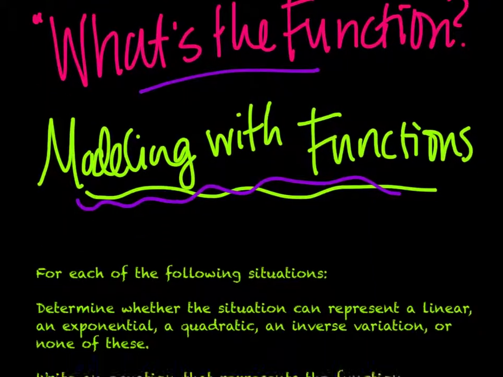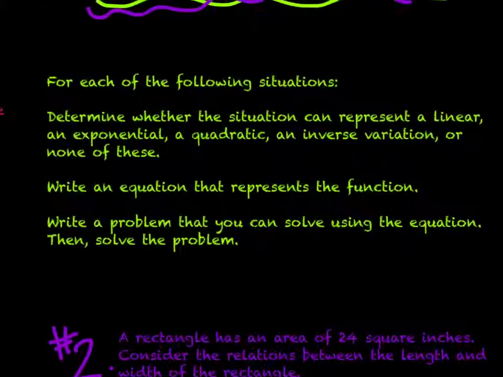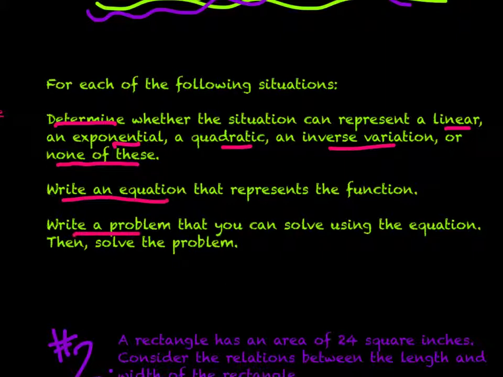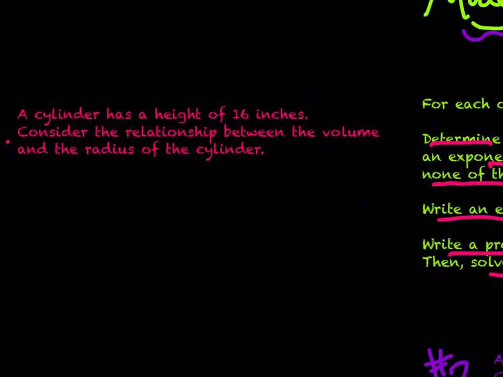So let's get started. The parameters for this. For the following situations, we need to, number one, determine whether this situation can represent a linear, an exponential, a quadratic, or an inverse variation, or none of these. We then need to write an equation that represents the function, and then we also need to write the problem and solve it using the equation that we create.